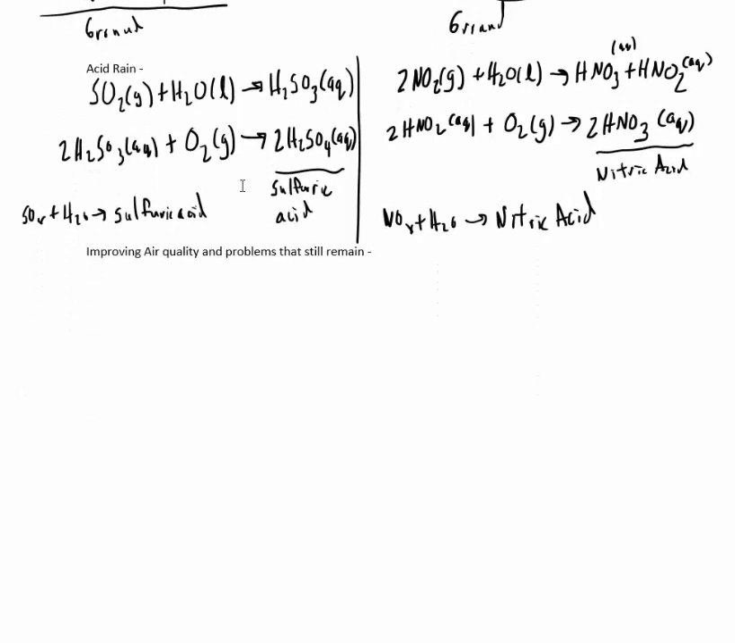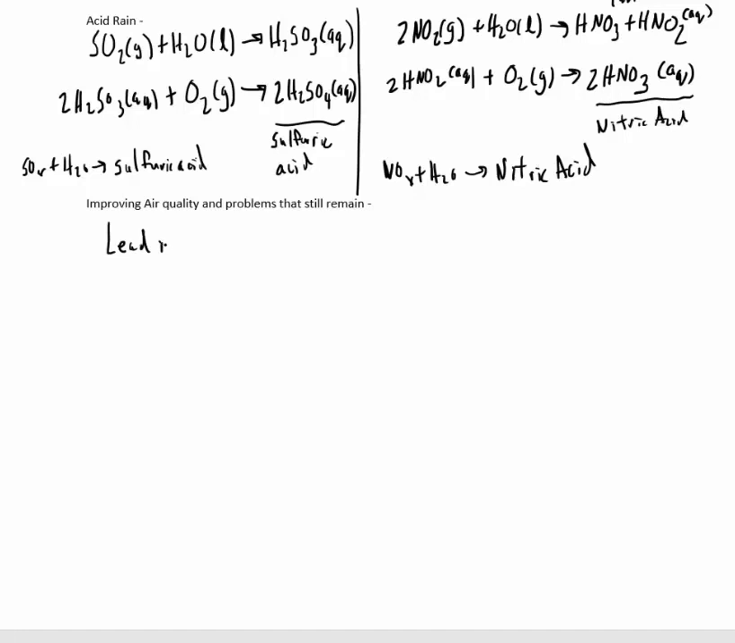All right, improving air quality and problems that still remain. So we do have our indoor air pollutants that we talked about earlier this year. These are more considered outdoor air pollutants. So because our cars drive outside and stuff like this, this would be considered outdoor air pollution. So improving air quality, one thing we've done really, really well is get rid of the lead.